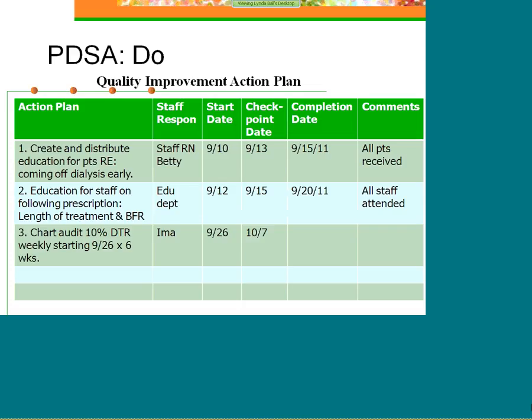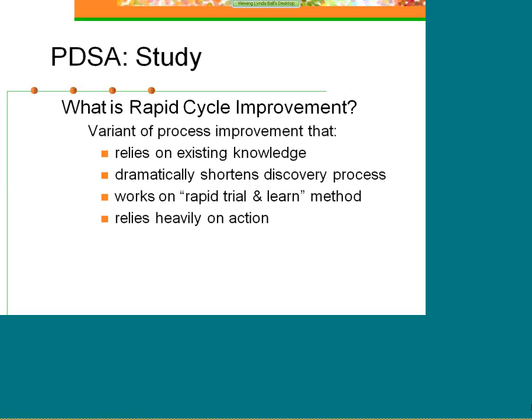So that is how you put together an action plan. So, the PDSA, the study part, what is rapid cycle improvement anyways? Well, we have to take a couple of things into consideration. We have to rely on what we know as far as existing knowledge. If we've been working the same shift with the same group of patients for several months, we kind of know what issues are cropping up.